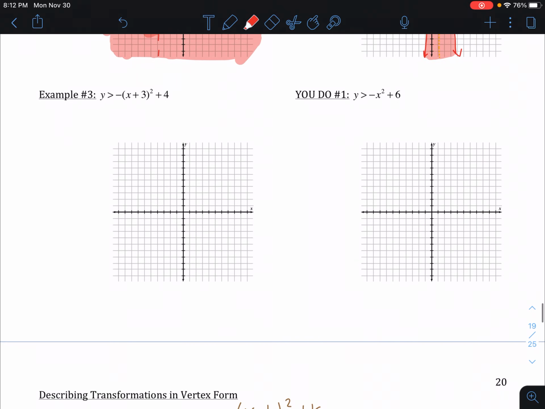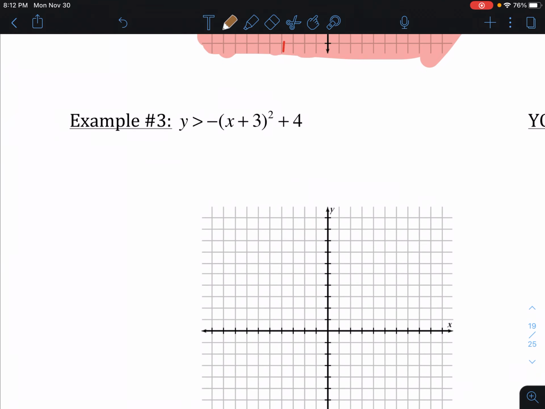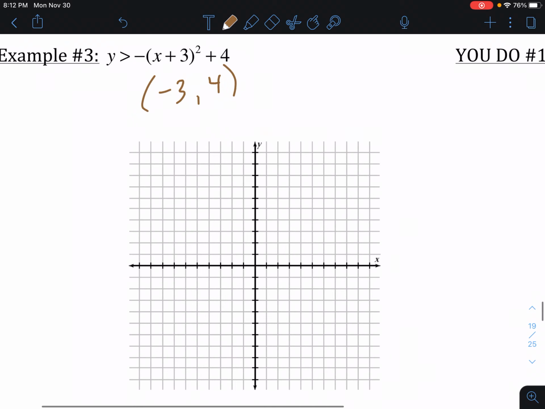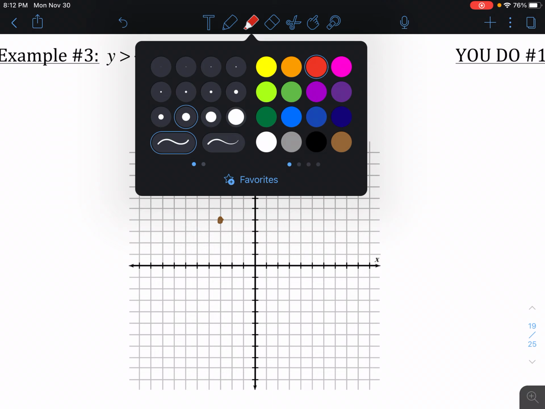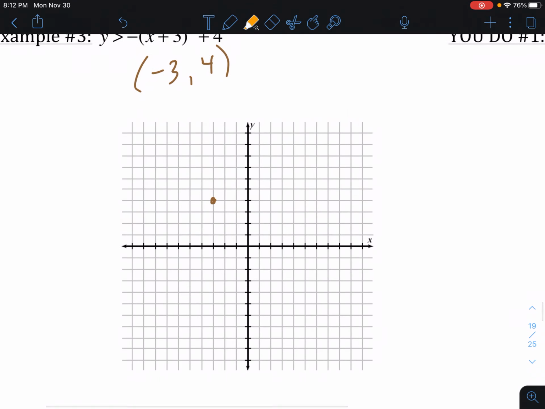Okay, example 3, back to a somewhat easier one, much easier to find the vertex. It's HK, so that would be -3, H is opposite, and 4. So we got -3, 4. Let me draw on my axis of symmetry. I hope you guys are rewinding if you need to. If you miss something, make sure to go back and rewind. So there's your invisible axis of symmetry.